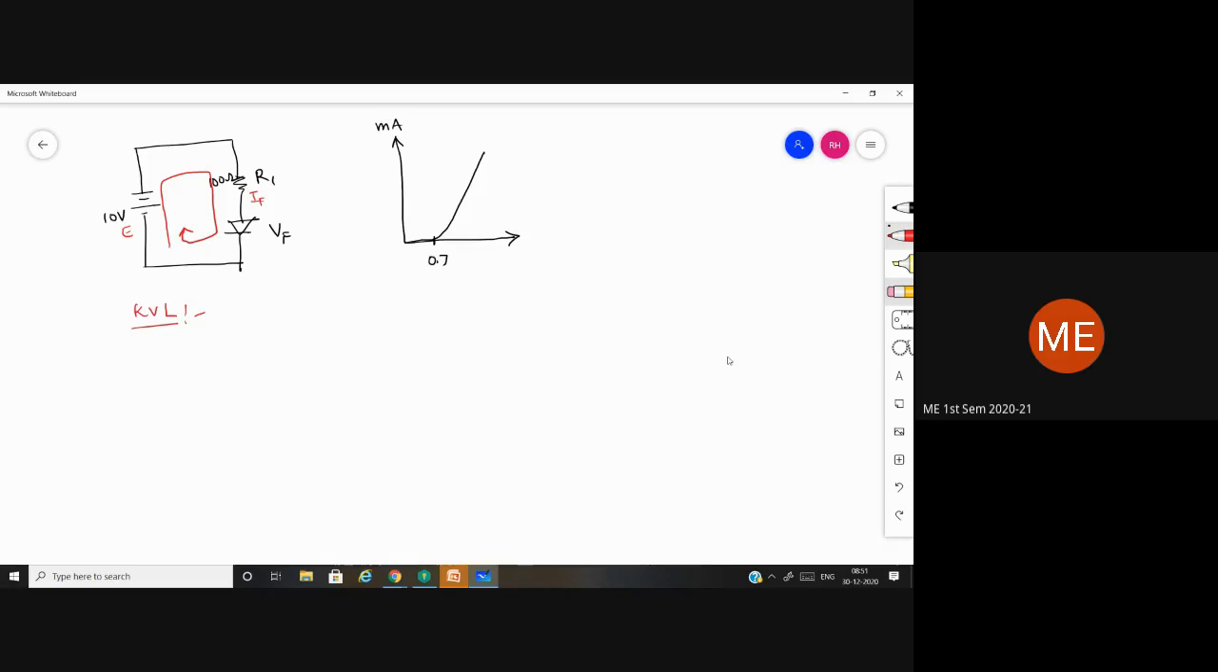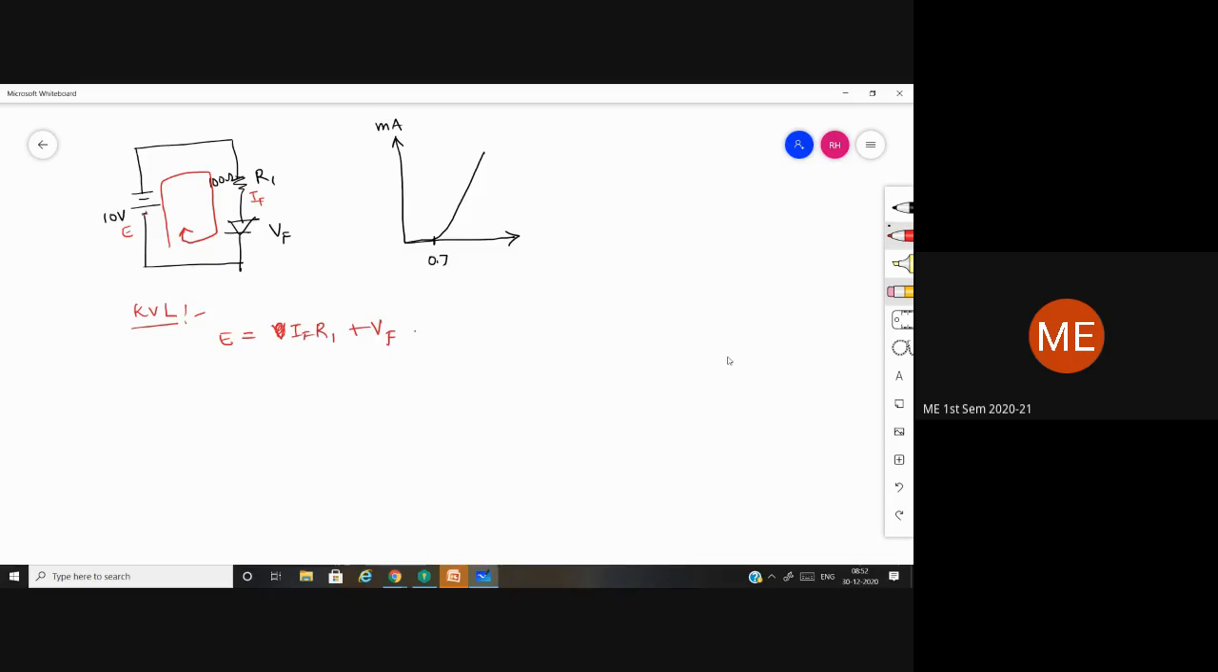Can anyone tell me the equation for this? E is equal to IF R1 plus VF. I'm starting from this point: E is equal to VF. So E is equal to IF R1 plus VF. How did you get this equation?